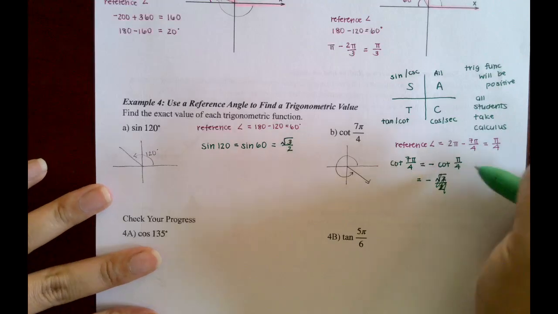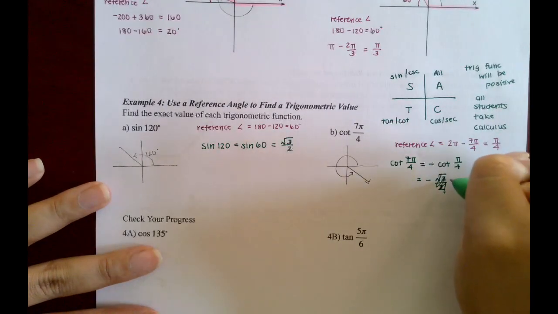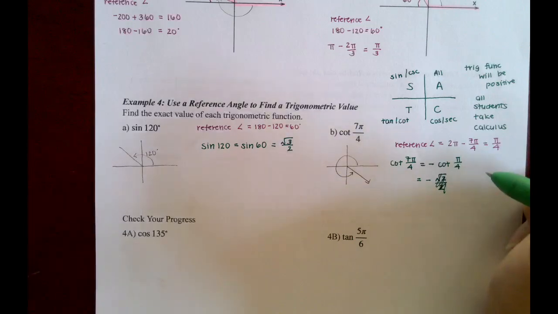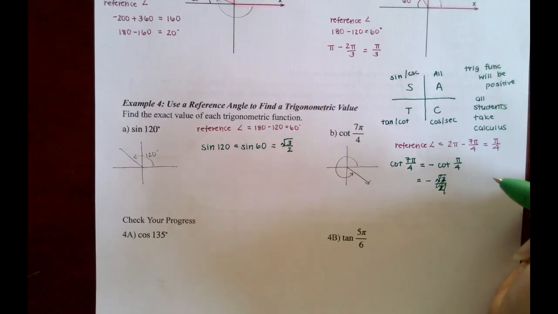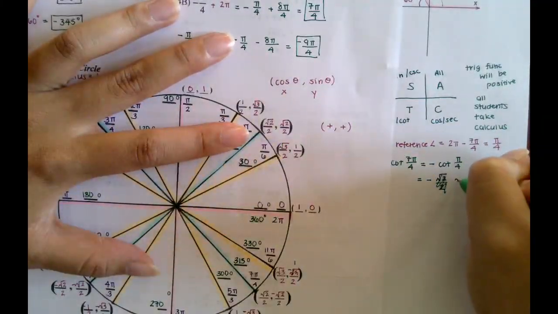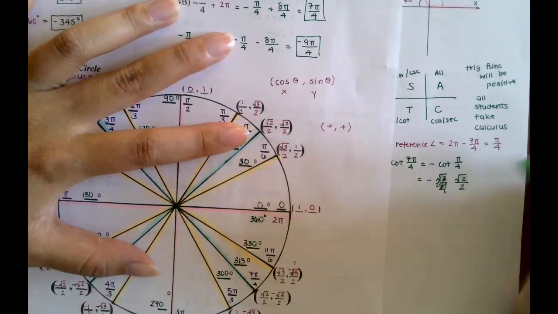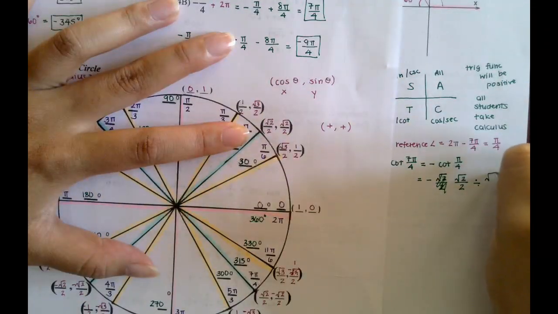So negative cotangent pi over 4. Cotangent is x over y, so that's square root of 2 over 2 divided by the y, square root of 2 over 2.